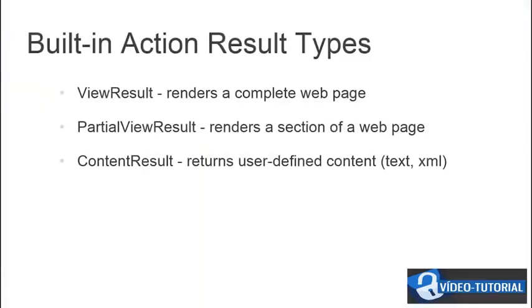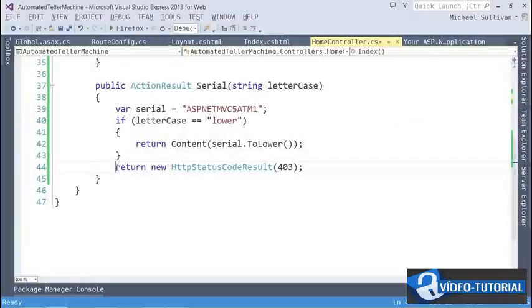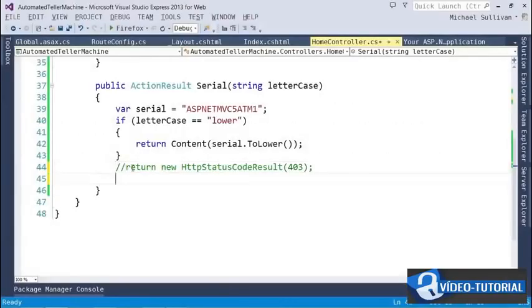We've already seen a content result when we returned our ATM serial number. This can be almost anything you want, even a complete HTML document. But typically it's just some plain text or maybe some XML. If you want your action method to return JSON, it's a good idea to use a JSON result, and we would use the JSON method to do that. As an example, we might serialize a new anonymous object with a name and value property with this method.